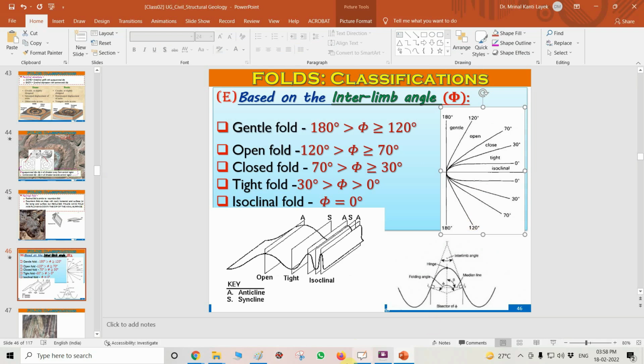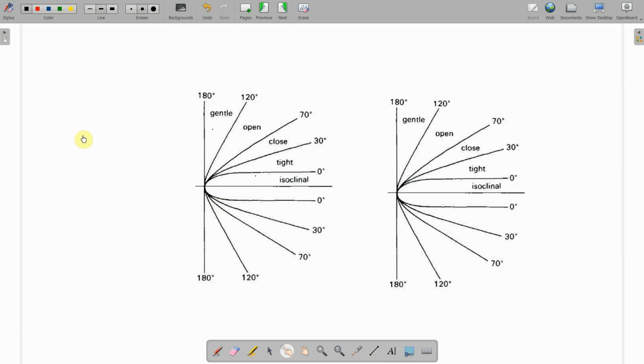When both the limbs are parallel to each other like this, they will not intersect at some point, or they might intersect at a low angle. That type of fold is called isoclinal fold.